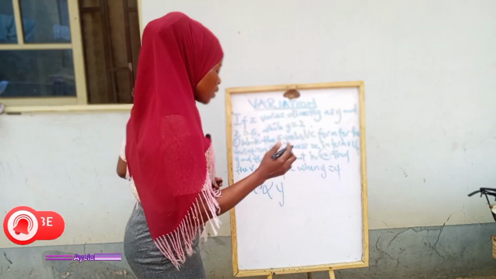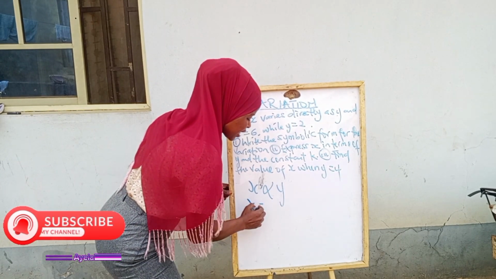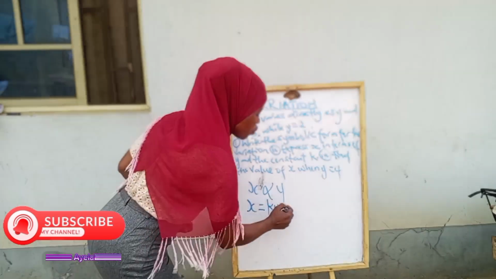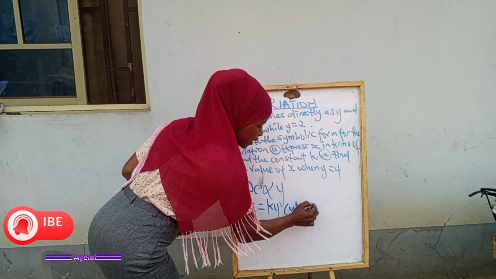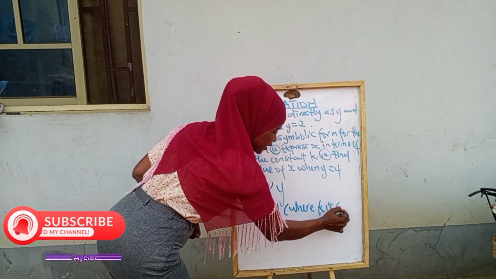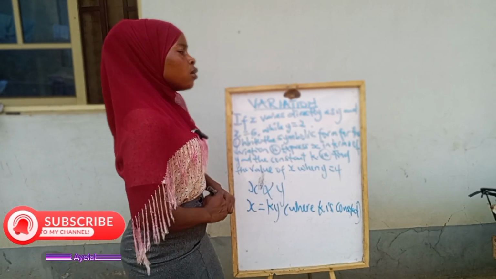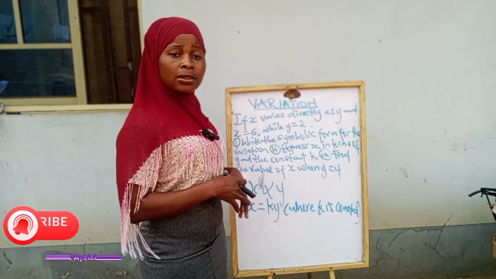So you are going to have x is equal to ky. Then you put it into brackets, where k is constant. That is very good. It means we are done with the first expression.